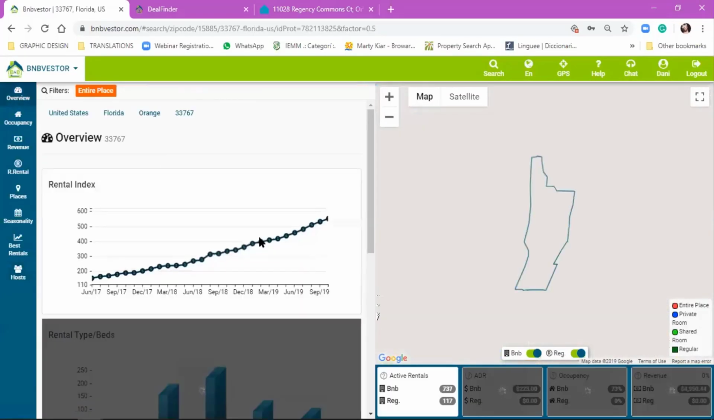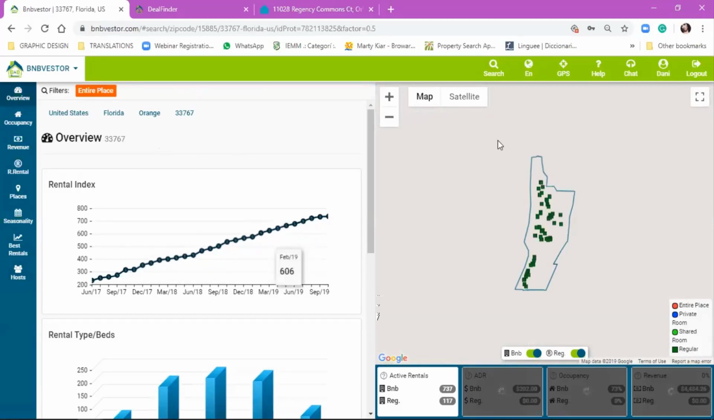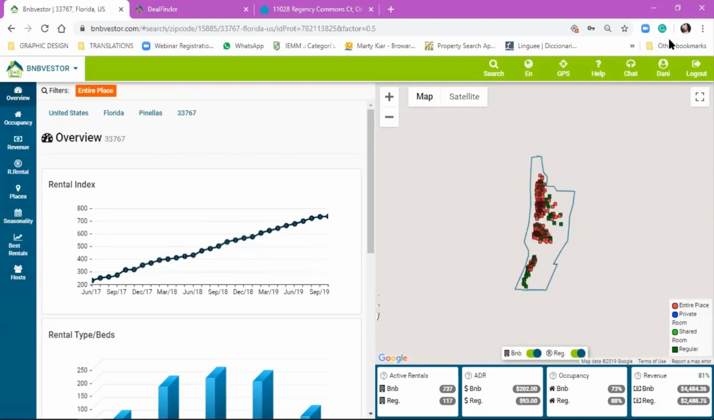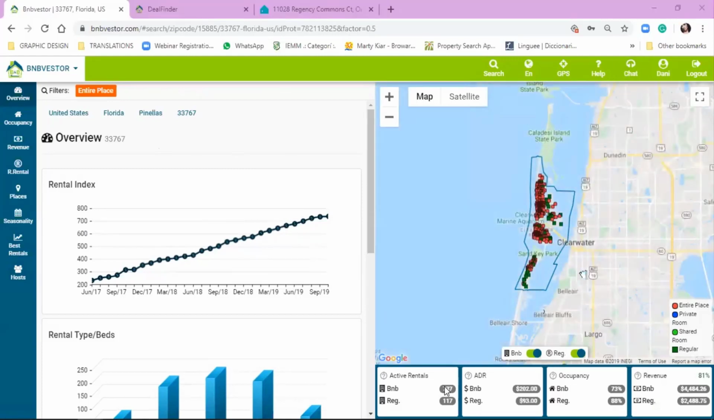Okay, so now we have as well the 33767. Let's see what we get over here. We have 737 active BNB listings and 117 active regular rentals, with an average daily rate of 202 and $93 of regular rentals. Let me tell you that that's a very high average daily rate for the regular rentals, okay? Then we have an occupancy of 73%. That's a lot. This is a fantastic example, okay?